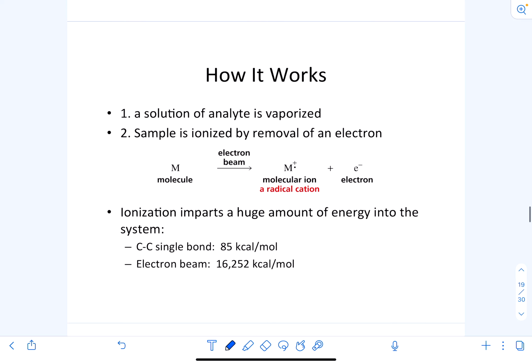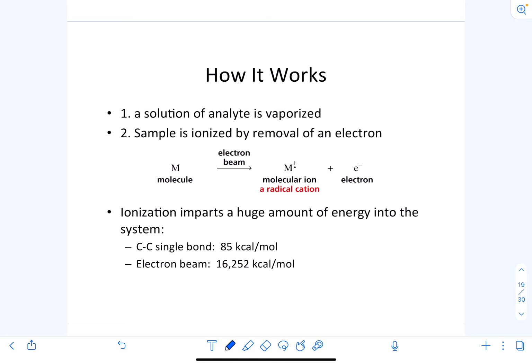So very briefly, we're going to talk about how the experiment works. And it's a pretty simple process. It's akin to throwing a piano off of a roof and then trying to put it back together to figure out what it was that you just threw off the roof. So here's how the whole process goes.